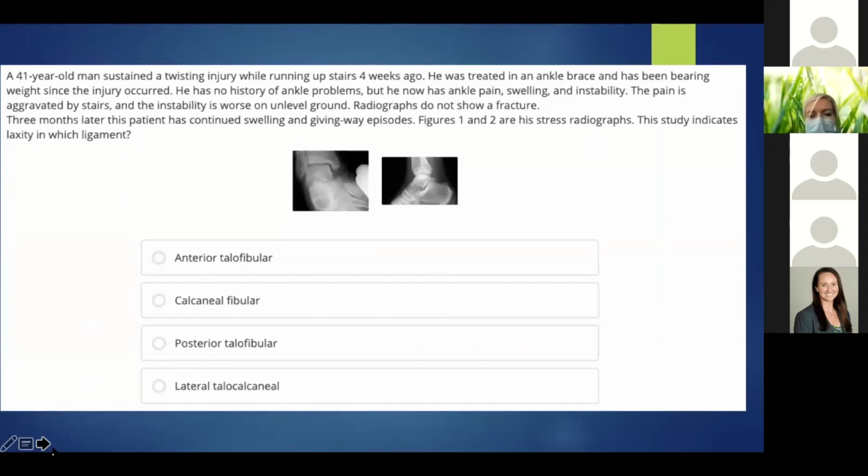How about Sachin? All right, so we have a 41-year-old male who sustained a twisting injury running upstairs 4 weeks ago, was treated in an ankle brace, has been bearing weight since the injury, no history of ankle problems, but he's got pain, swelling, and instability, worse with stairs and on unlevel ground. They tell us the radiographs don't show a fracture, and 3 months later, the patient has continued swelling and giving way episodes, and we have stress radiographs, and we'll just look at what ligament. Let me get those for you. Okay. So what do you see here, Sachin?